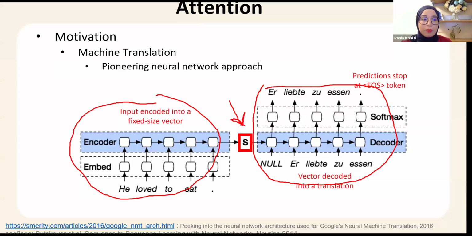Now, in 2014 there is a paper, and I will keep the reference for you. This paper was published at NeurIPS, and let me tell you that NeurIPS is one of the top AI conferences.